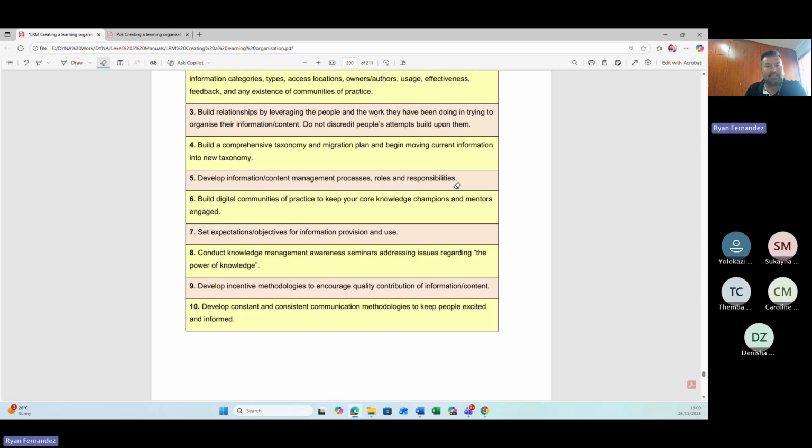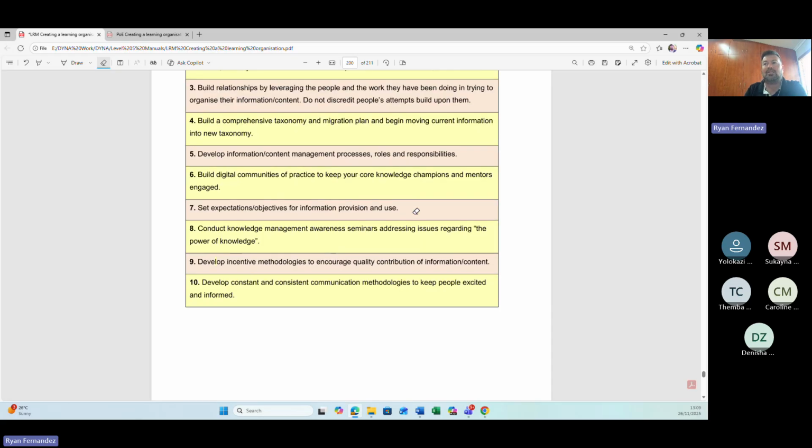So how are we going to take that information, data, and knowledge, and put it in a process? And who's going to be involved in this process? And who's going to be responsible for this process? Then we need to build digital communities of practice to keep your core knowledge champions and mentors engaged. So we need to be meeting together, thinking together, brainstorming together in order to make sure that that information, that data, and that knowledge is coming out and we are starting to look after it, preserve it, and use it.